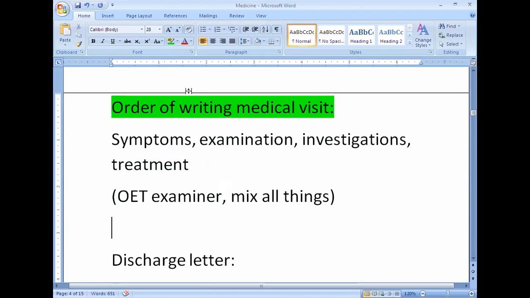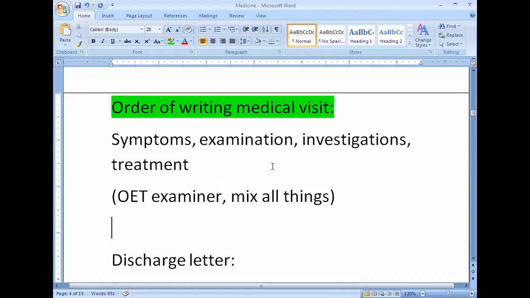So can you see my screen? What is written here? Order of writing medical visit. Yes. Okay. So even if the writer of the case notes mixes these things, when you are writing a paragraph, we should first write symptoms, then examination, then investigations, then treatment. This is the logical order. There may be a little bit of flexibility. Sometimes we can mix a little according to the situation, but usually we should write like this.